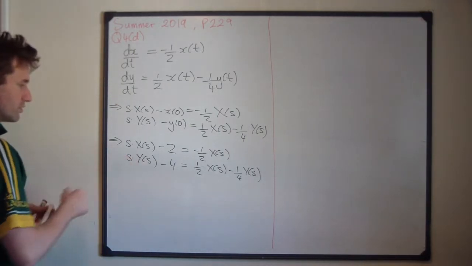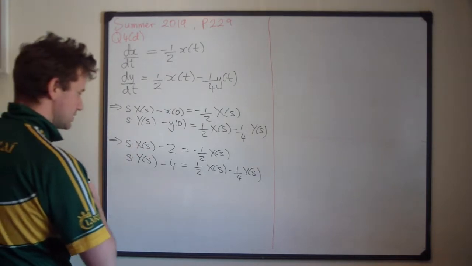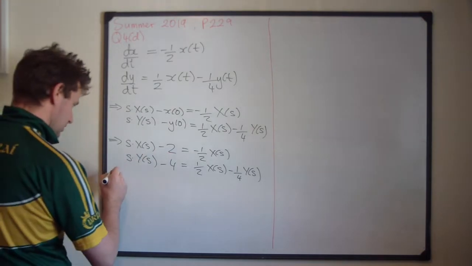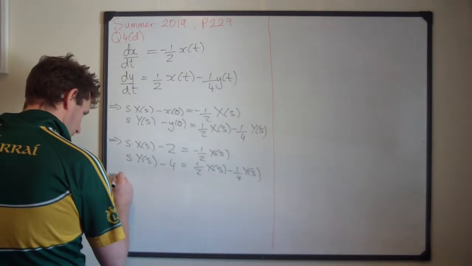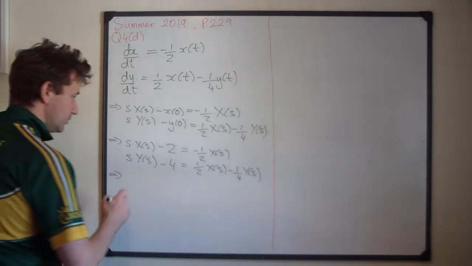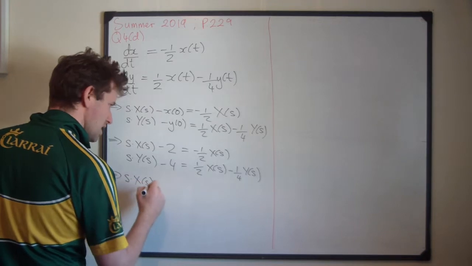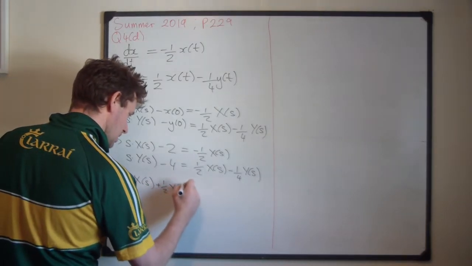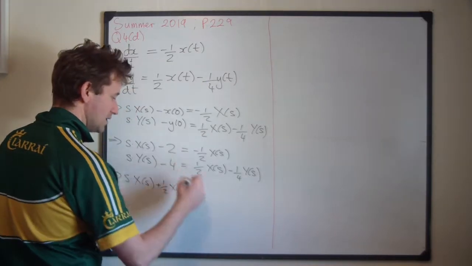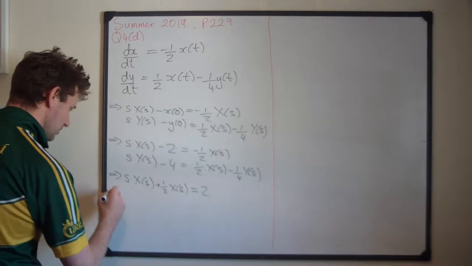What we're going to do is write this as a matrix equation. So we've got all the x's on one side and all the constants on the other. And when I say x's, I mean x's and y's. So we'll take our time here. So you have s times X of s plus a half X of s equal to, add the 2 to both sides. I can do a bit more with that in a minute.